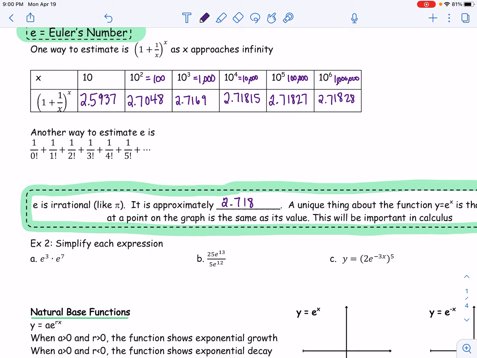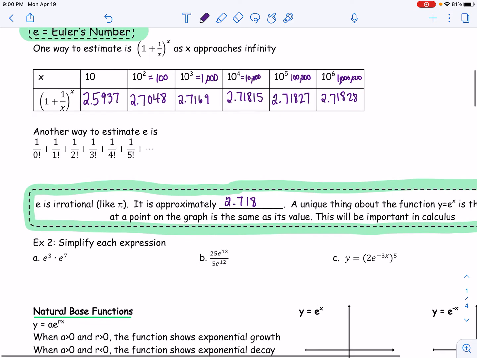If you just want to know the value of e, you can obviously plug in e to the 1, and it'll spit out this decimal that goes on and on and on forever. But like I said, we're going to use this approximation of 2.718.